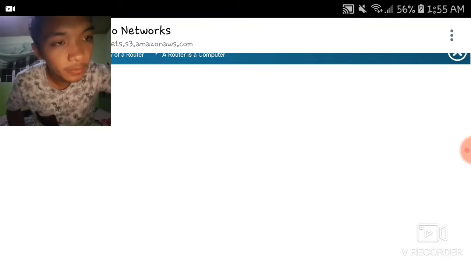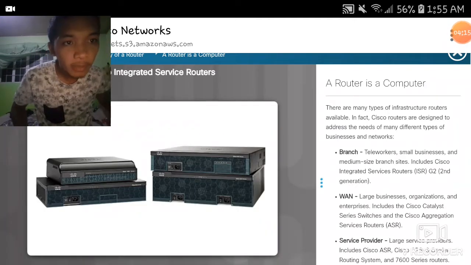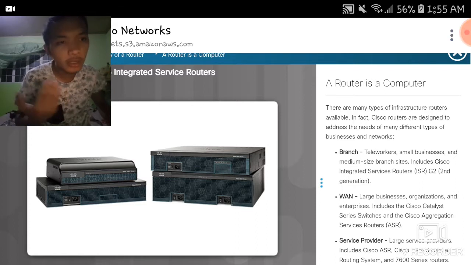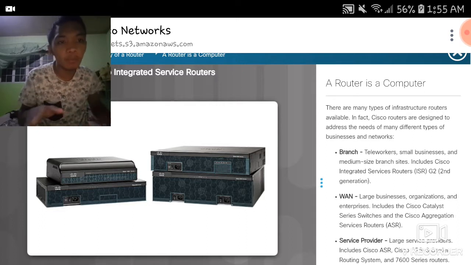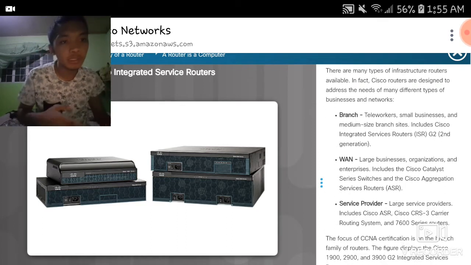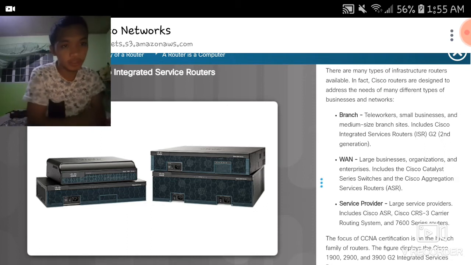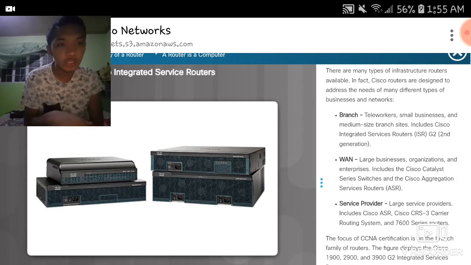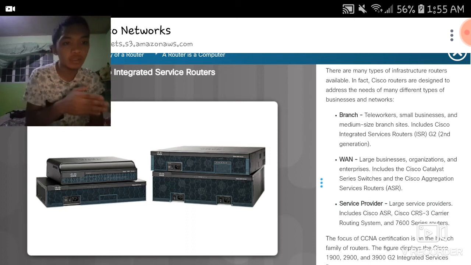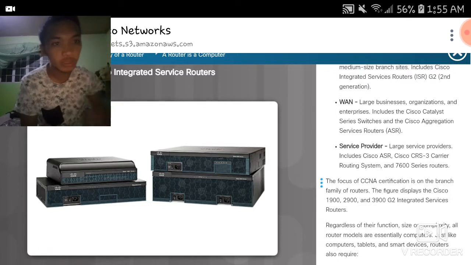Routers. A router is a computer. There are many types of infrastructure routers available. In fact, Cisco routers are designed to address the needs of many different types of businesses and networks. Branch: teleworkers, small businesses, and medium-sized businesses include Cisco Integrated Services Routers. Large businesses, organizations, and enterprises include the Cisco Catalyst series switches and Cisco aggregation routers. Service provider: large service providers include Cisco ASR.